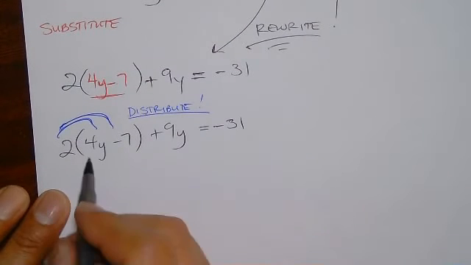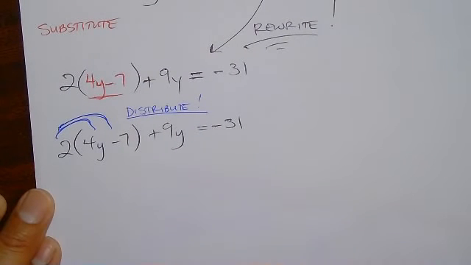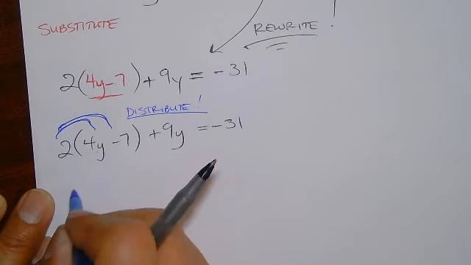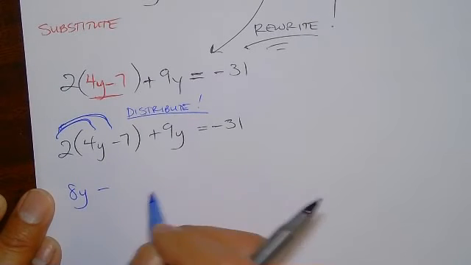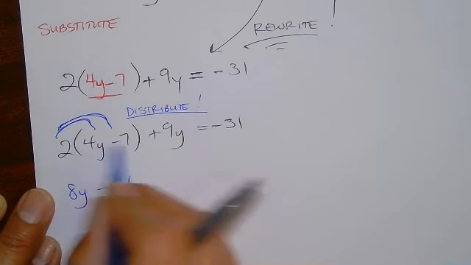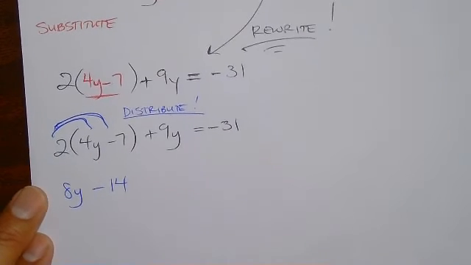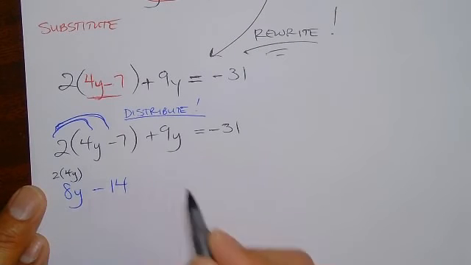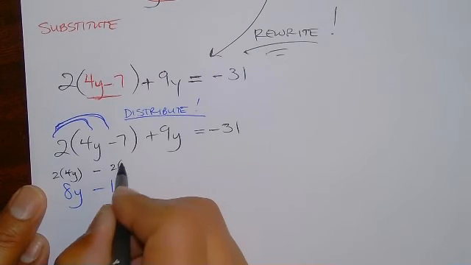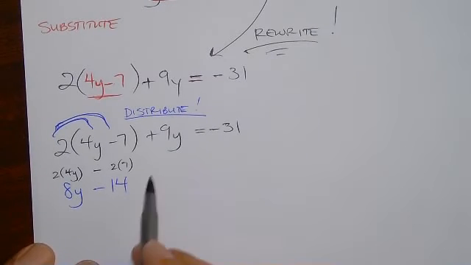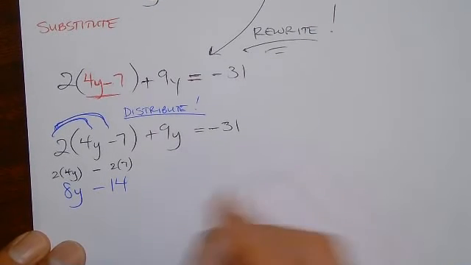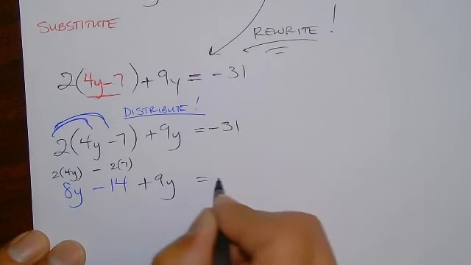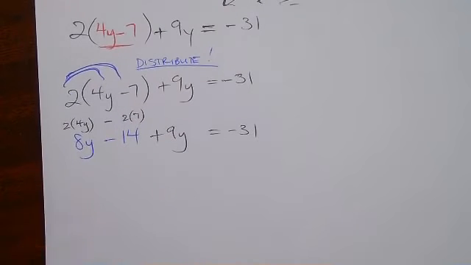When you multiply that, you're going to get what? Very good. 8y, 2 times 4y is 8y, minus, and 2 times 7, 14. A lot of people forget to multiply the second one. Don't forget that. Then you copy the rest, plus 9y equals negative 31. Let's not skip steps.